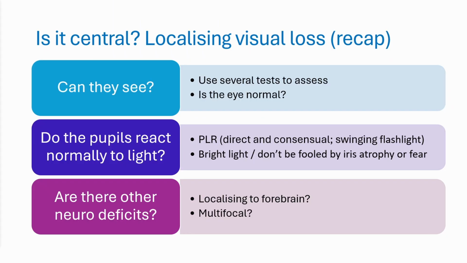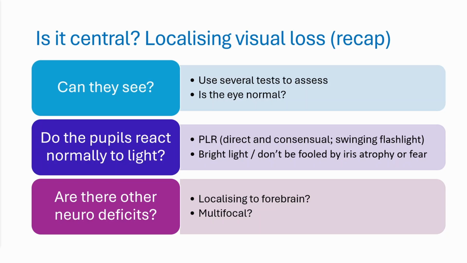In summary, those two lectures were basically taking you through the first part of localizing lesions, which is first of all to determine: can they see? And we use several tests to assess that. An ophthalmological examination to look at whether or not the eye is normal, to determine if the pupils react normally to the light, and for that we use a pupillary light reflex, assessing a direct and consensual reflex, and often using a swinging flashlight test.